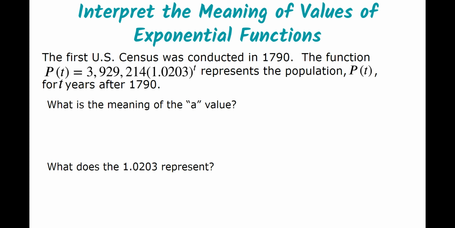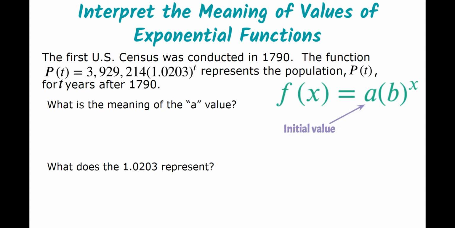What is the meaning of the a value? And what does that 1.0203 represent? So first, let's take a look at a generic equation for exponential functions. Here we have f of x is equal to a, which is our initial value, times b, which is our growth or decay rate, to the x power.